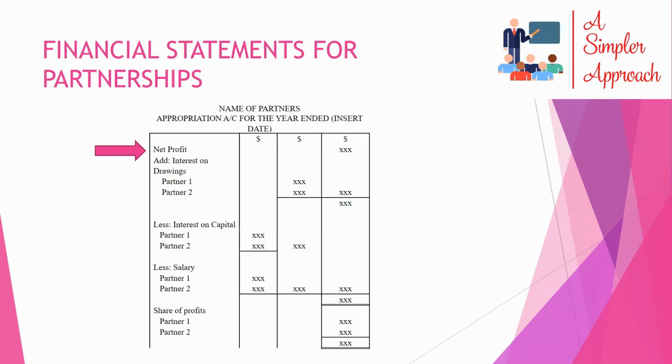And lastly, share of profits. Now, when you have added interest on drawings, if any, and when you have dealt with interest on capital and salary, what is left is the final net profit. And that is what is shared between partners in their profit and loss sharing ratio, or if it is shared equally, whichever the case may be.